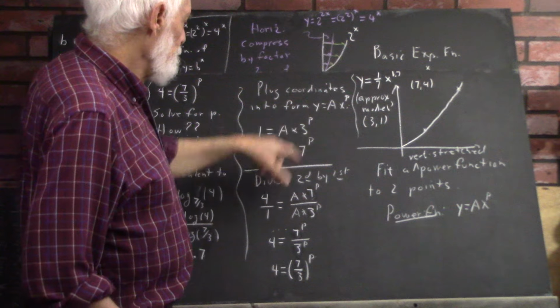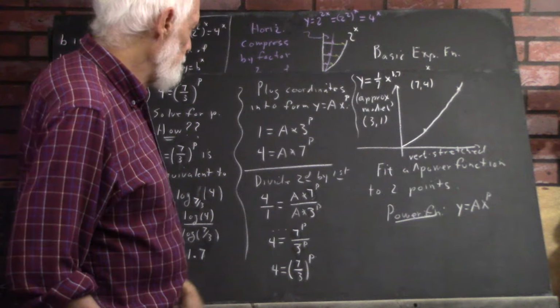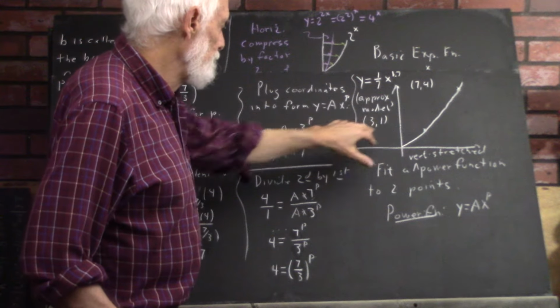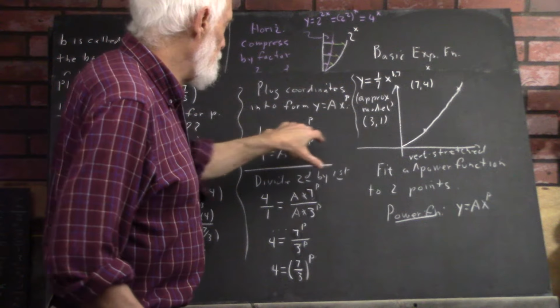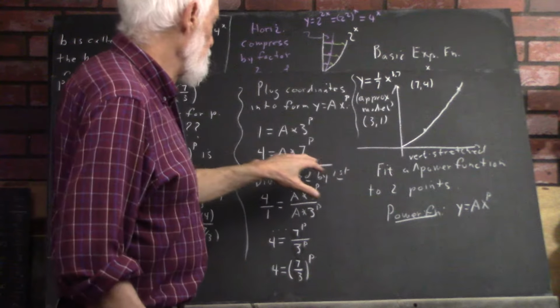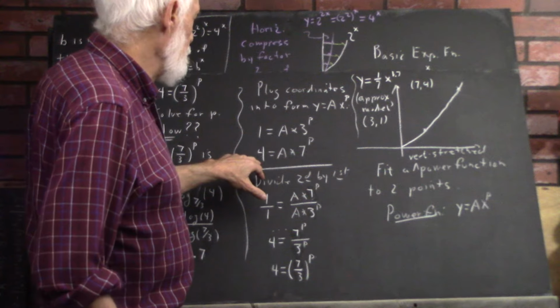1 equals a times 3 to the p, 4 equals a times 7 to the p. When y is 1, x is 3, that's what this says. Or when x is 3, y is 1. When x is 7, y is 4.